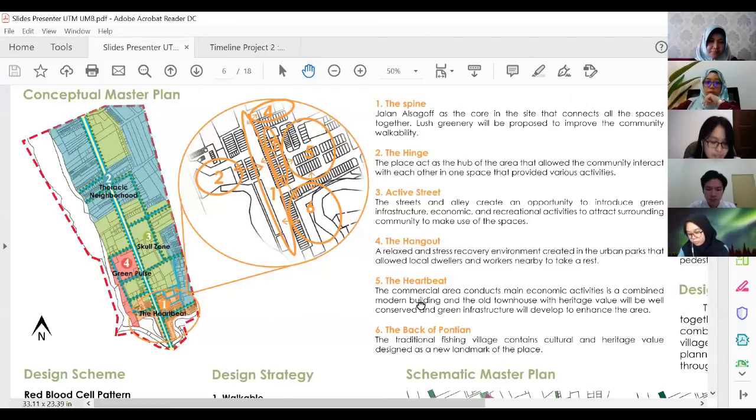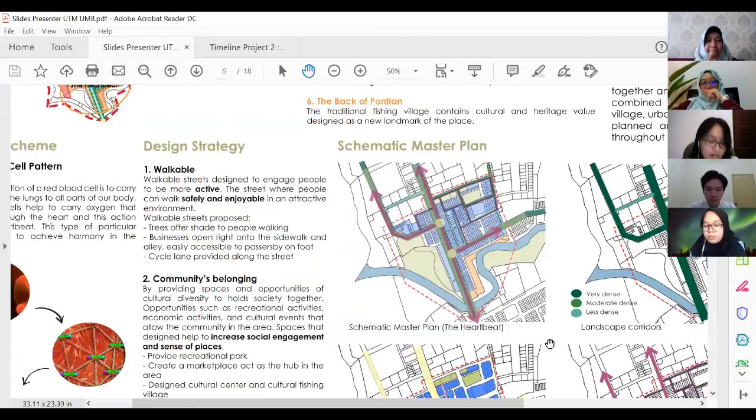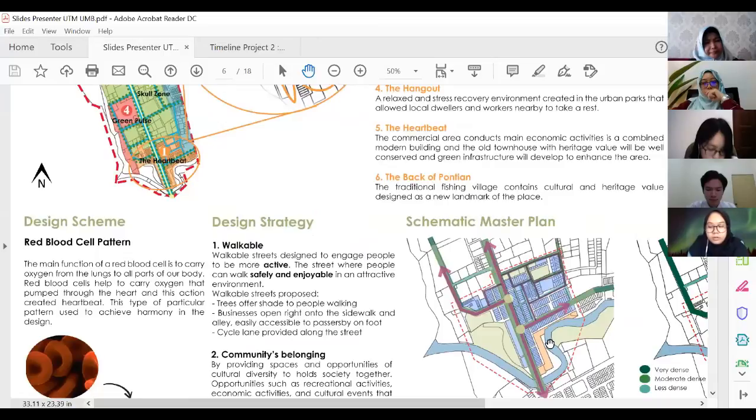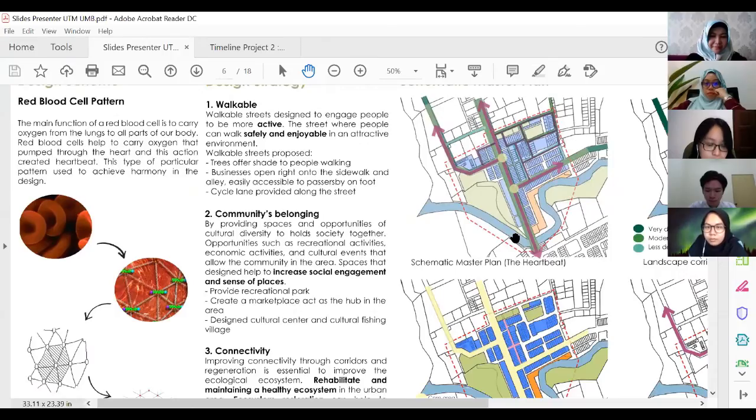These sites combine marketplaces, community buildings, old town houses, a small fishing village, and also urban parks, so it is a very wide variety of spaces. I divided all the spaces into six places, using a scheme called the red blood cell pattern.